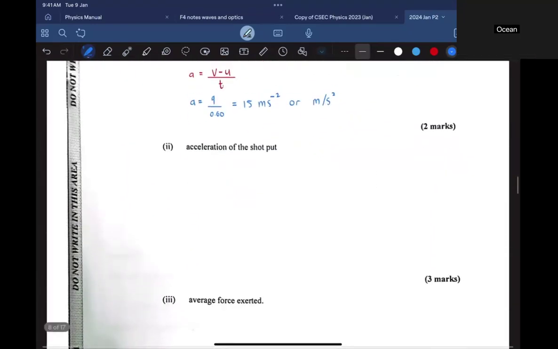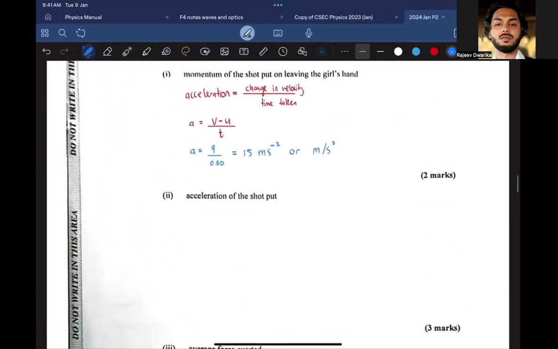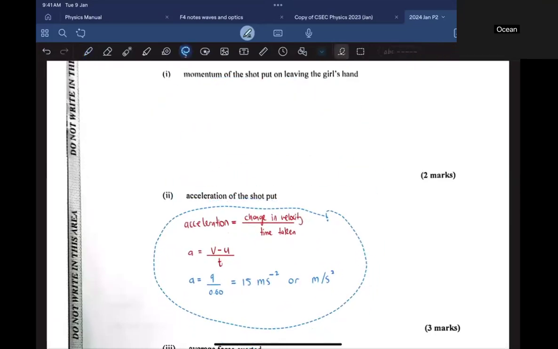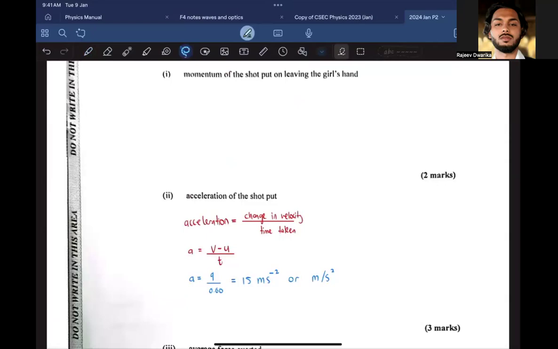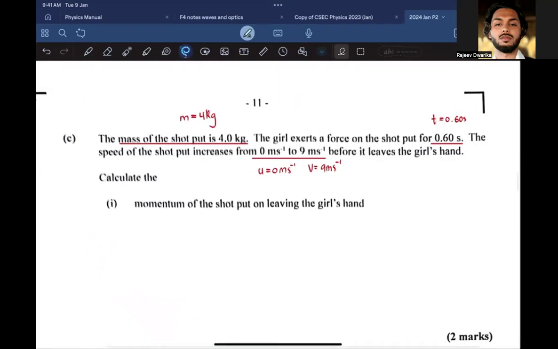Ocean, you see, we answered a question without even knowing that. And we already answered part 2. So what I'm saying is, when you read any question, try to understand what's going on and try to understand the information given. You didn't need acceleration for velocity. But as soon as I see initial and final velocity and time, I was thinking acceleration.